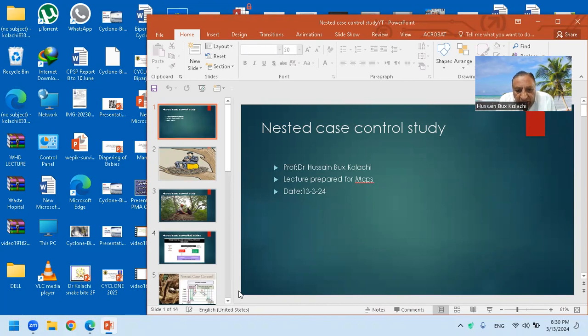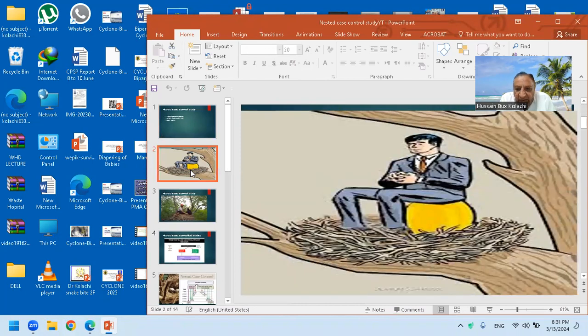Nested case control study. Nested case control study is a subtype of the case control study, and we will show you why it is called nested. Because of its nature, you can see that this person is sitting in a tree. This is a drawing of a person who is sitting in the nest of the tree. In the same way, the nested case control study is part of the cohort study.